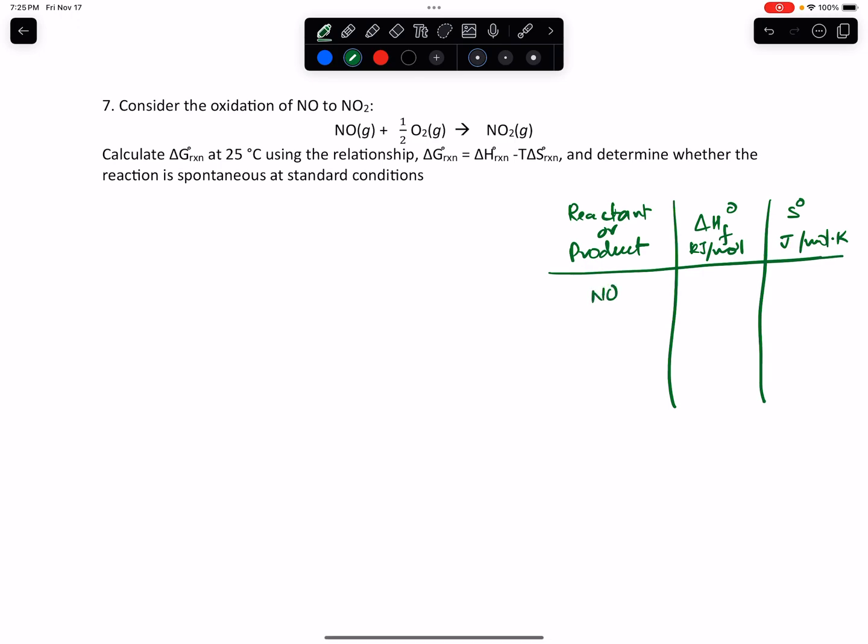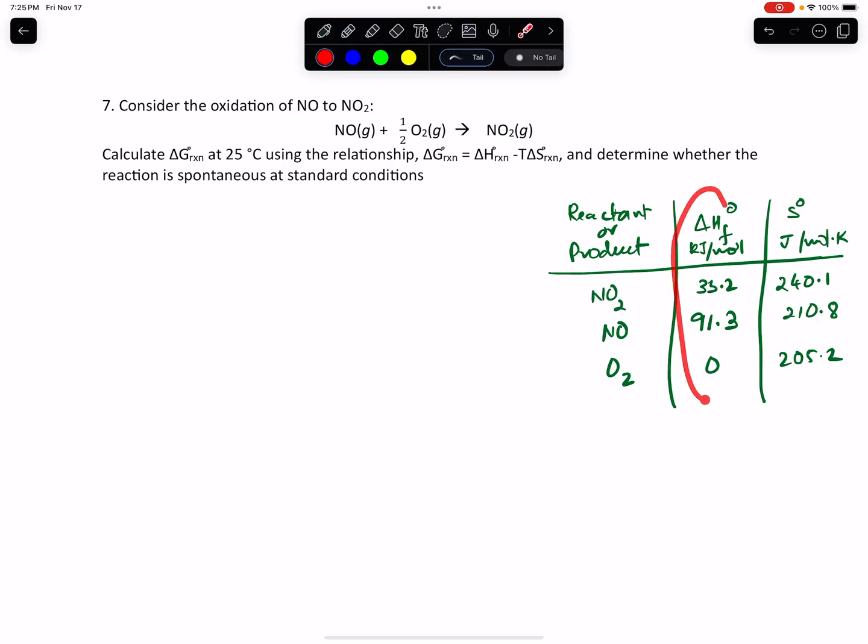All right, so for NO2 we have 33.2 for delta H naught and 240.1 for S naught. For NO we have 91.3 for H naught and 210.8 for S naught. And for O2 we have 0 for H naught and 205.2 for S naught. Okay, so the first thing we're going to do is use the values of H naught to calculate delta H of the reaction. So that is given by this formula.